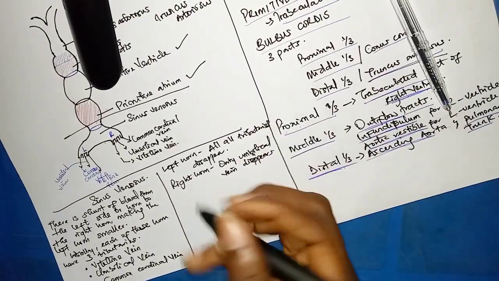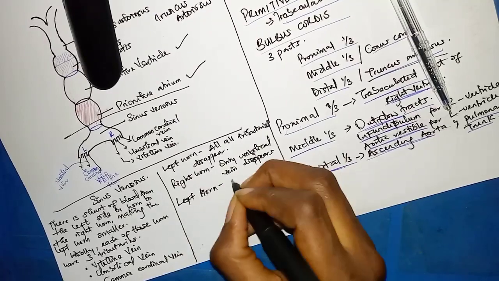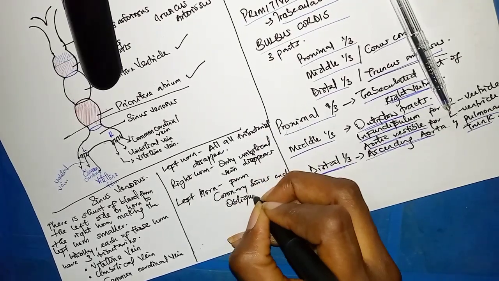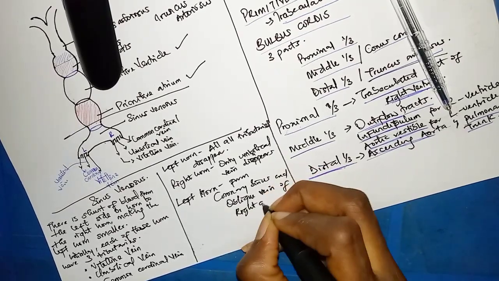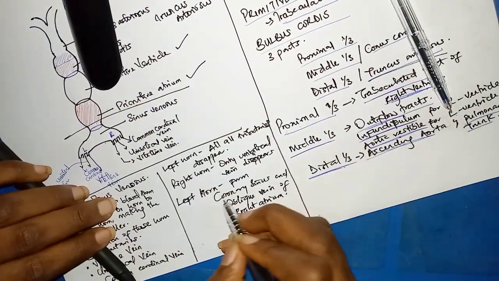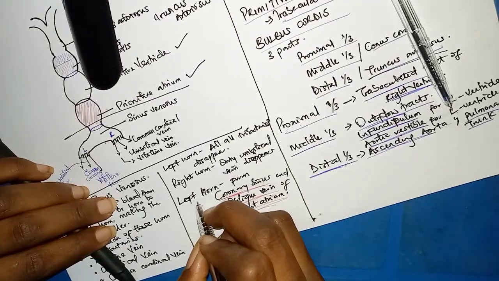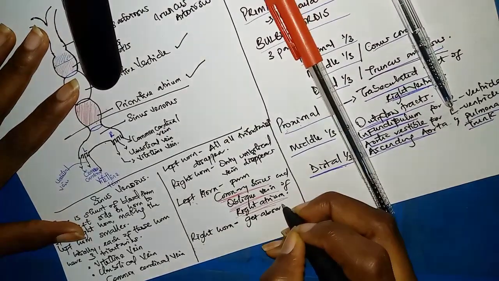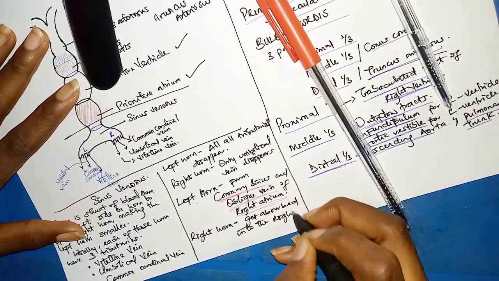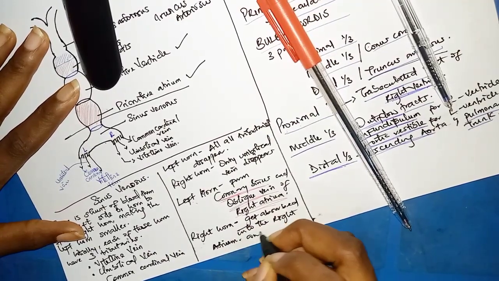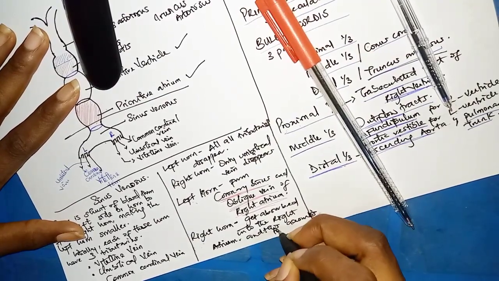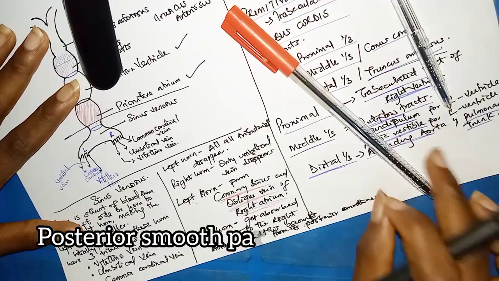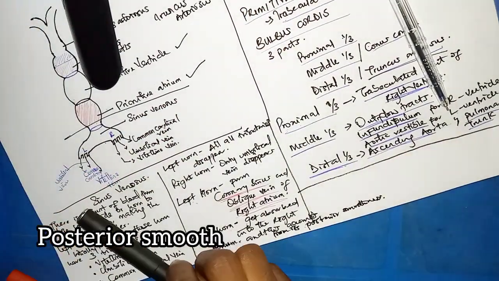Right? Now the left horn of the sinus venosus forms the coronary sinus and the oblique vein of the right atrium. So we should know these two things. The coronary sinus and the oblique vein of the right atrium arise from the left horn of the sinus venosus, while the right horn gets absorbed into the right atrium, and this accounts for its posterior smoothness. Do we get that? So this accounts for the posterior smoothness.